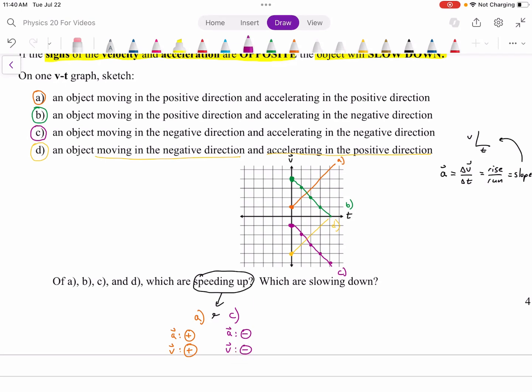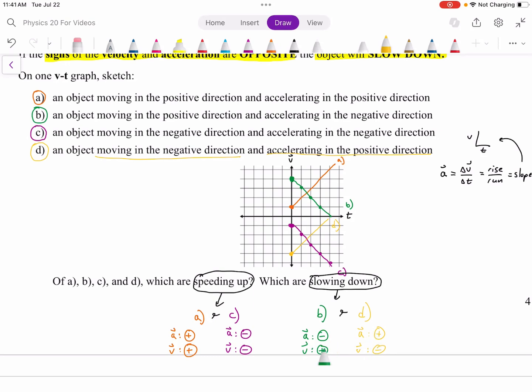Which are slowing down? Again, one way to look at it, since this is a velocity time graph, we know a y value of 0 means it's not moving. So if it's headed towards 0, it's getting closer and closer to being not moving. In other words, getting slower and slower. So we can see that B approaches a velocity of 0, and so does D. So those are slowing down. And sure enough, for B, it had a positive velocity, but a negative acceleration, right? For D, a negative velocity, but a positive acceleration.